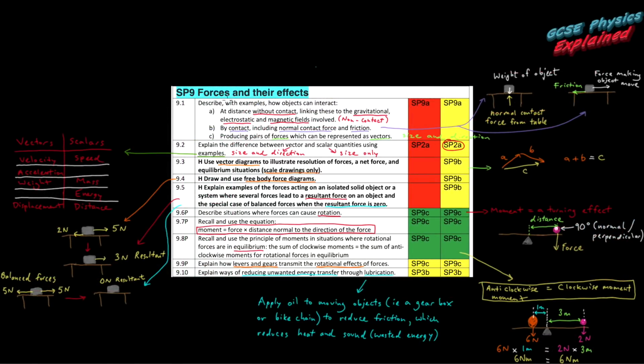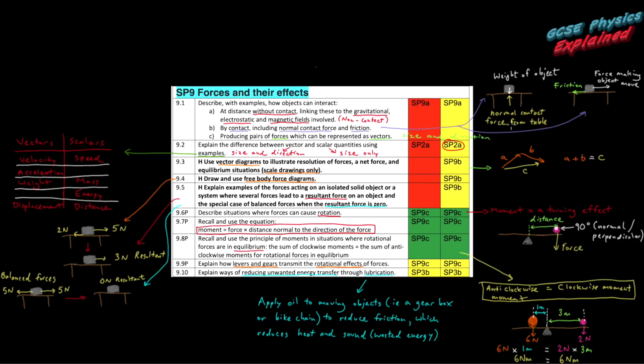Unit SP9 Forces and their effects. So you can see these here are not going to be a main focus, but these parts are. Describe with examples how objects can interact at distance without contact, linking these to the gravitational, electrostatic and magnetic fields involved. So that's what we'll call non-contact forces. And make sure you understand that gravitational, electrostatic and magnetic fields can affect things without actually touching them. That's what that basically means.